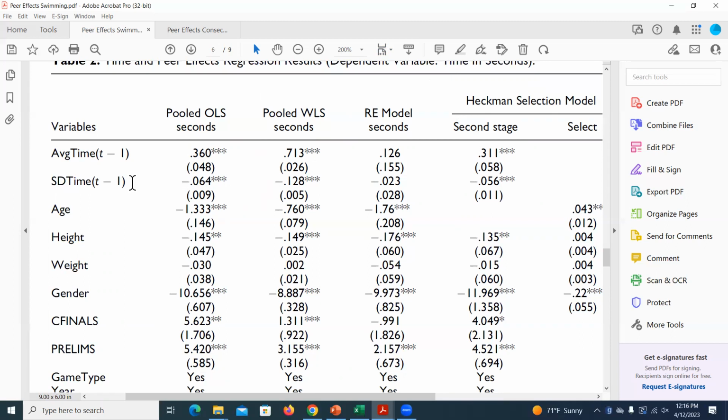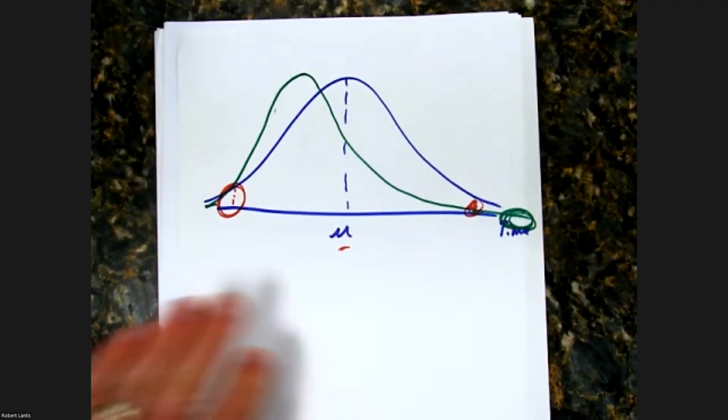Here, this is kind of an odd one to think about, but if the standard deviation of the people I'm swimming against goes up by 1 second, it actually makes my performance get better, right? And time going down is a better thing here. So why are these moving in opposite directions? I gave you an example of a skewed distribution, how we could have the same mean but different variances. Let's think about one like this.